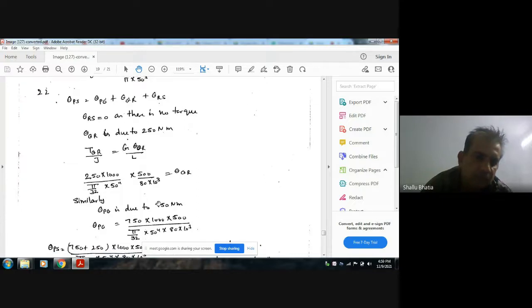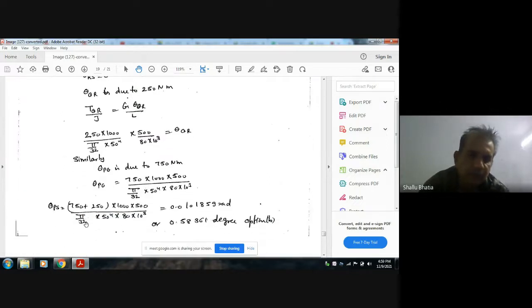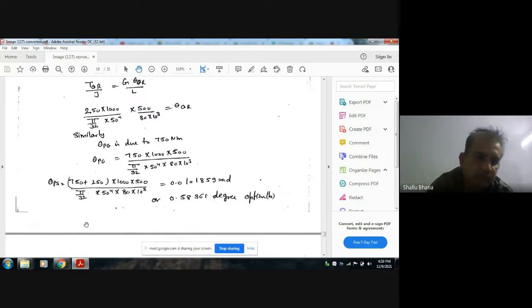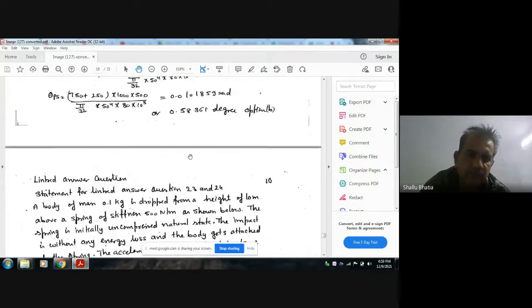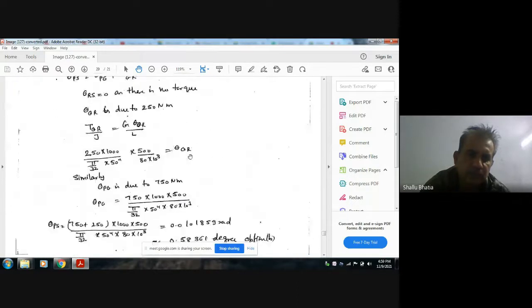So theta QR will be calculated according to the torque in QR, that is T by J equals G theta by L. Similarly, theta PQ will be determined according to 750. When we have found these two, we can add them to find the total angle of twist. So the answer is C.